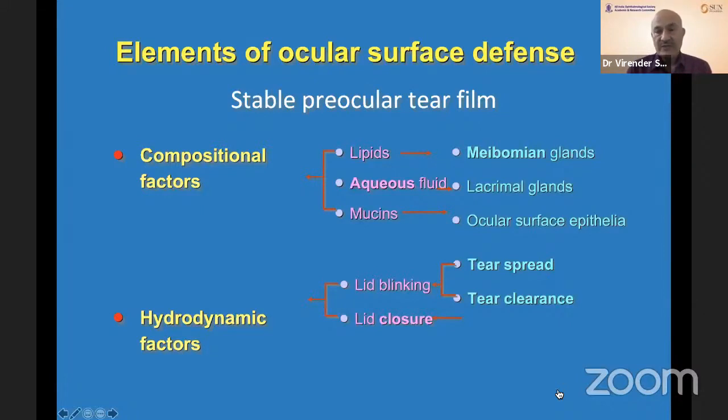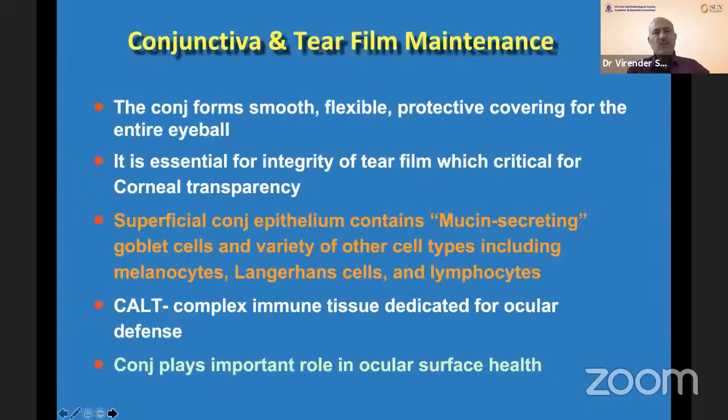So for a postgraduate, it's important to understand how these things work and what their relative roles are. I won't go into the details of the different components and their role. Another important ignored factor is the role of conjunctiva in maintenance of the tear film. It's a very important tissue which provides a protective covering for the entire eyeball. It is essential for integrity of the tear film, which is essential for corneal transparency.